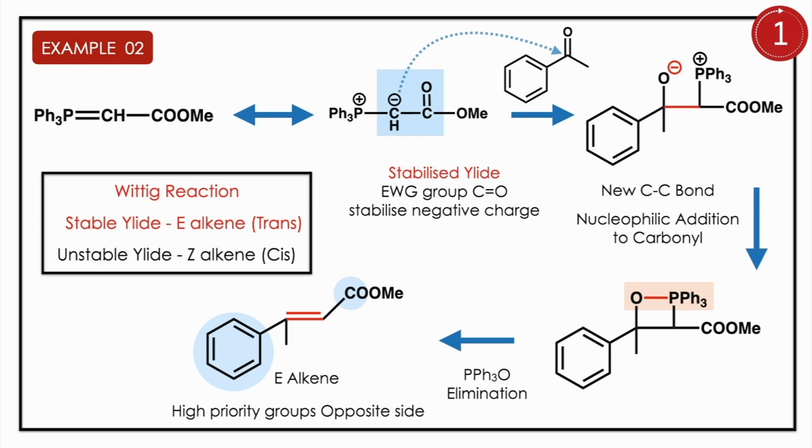So we redraw the starting material with charges: phosphorus positive, carbon negative. Carbon is the nucleophile. It attacks the carbonyl. You have a new C-C bond. So the attack happened. You have phosphorus and oxygen nearby, which have very strong affinity. So a phosphorus-oxygen bond forms. Finally, phosphine oxide eliminates. You end up with alkene. Here, the Ylide is the stable Ylide, so you end up with the E alkene. The concept you have to learn here is that whenever you have a stable Ylide, you end up with the stable thermodynamic E alkene as the final product.